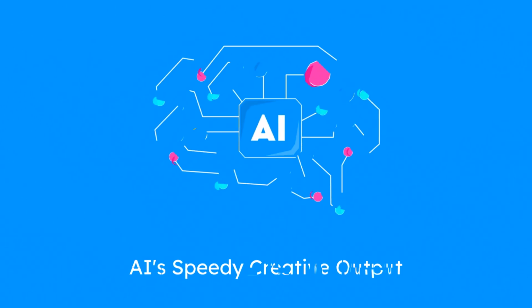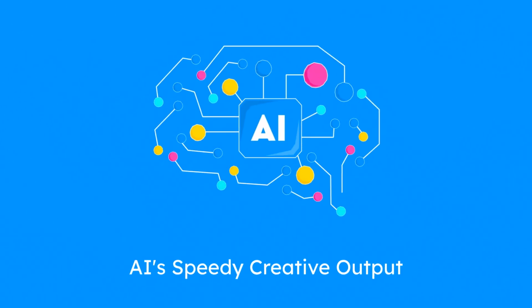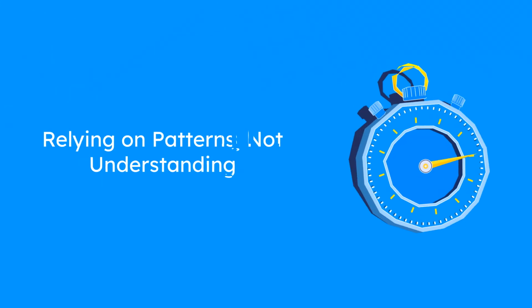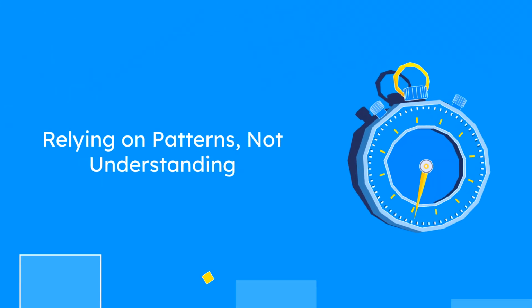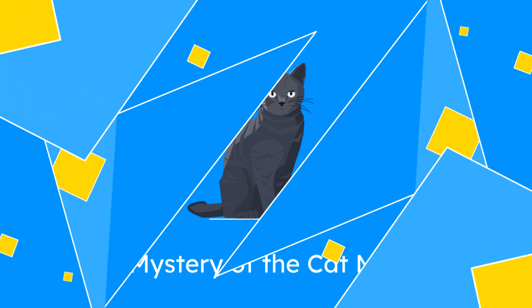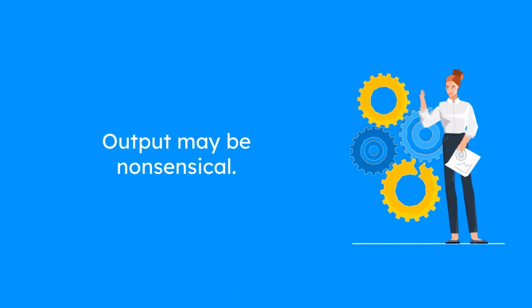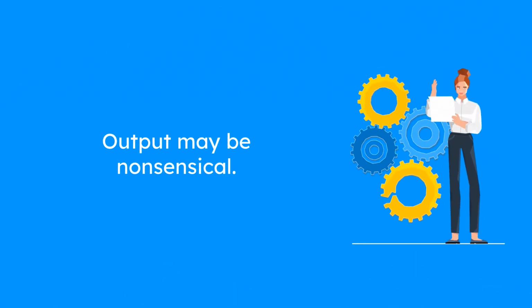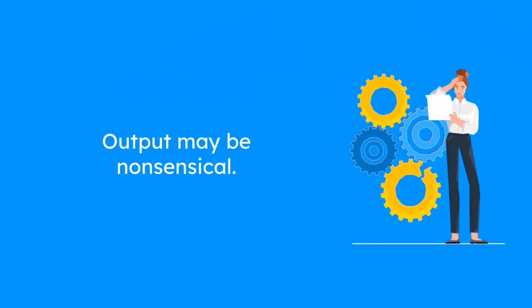Generative AI can create things incredibly fast: stories, music, images, even code. However, it is important to remember that it is based on patterns, not true understanding. It does not actually know what a cat is or why it sits on mats. This means it can sometimes produce things that do not make sense or are not factually correct.